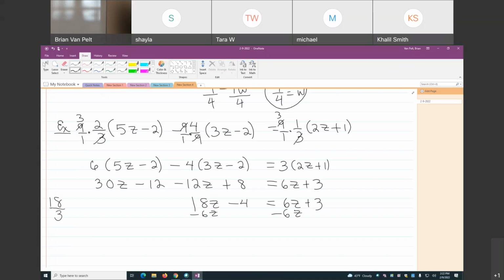So that gives me 12z minus 4, that's equal to 3. Oh, actually, I haven't answered your question. You said, how would you know to simplify? Because when you multiply by this thing, fractions have to disappear, don't they? So if you're getting something like over 27, you know you're getting something wrong, because that thing's supposed to clear them out.